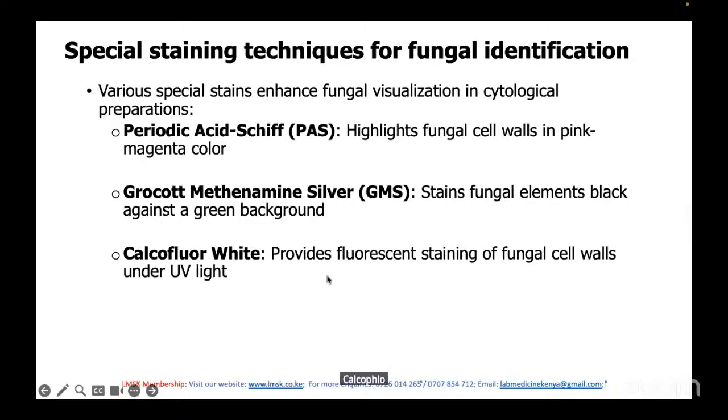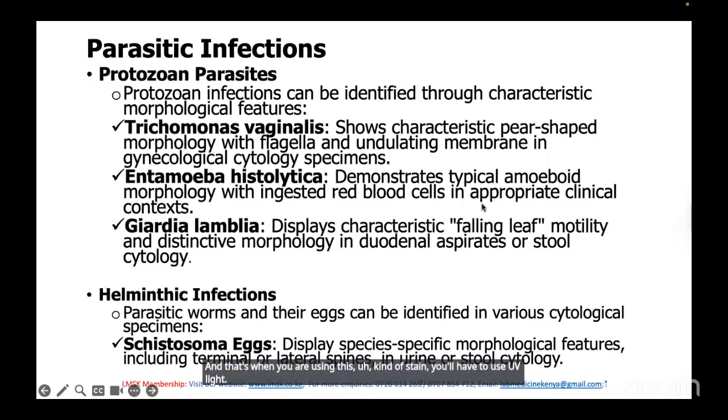And we can also use Calcofluor white, which will provide fluorescent staining of fungal cell walls. When you are using this kind of stain, you'll have to use UV light. What about parasitic infections? Yes, we can also cytologically diagnose or detect parasitic infections, for example, protozoan parasite infections. Protozoan infections can be identified through characteristic morphologic features.